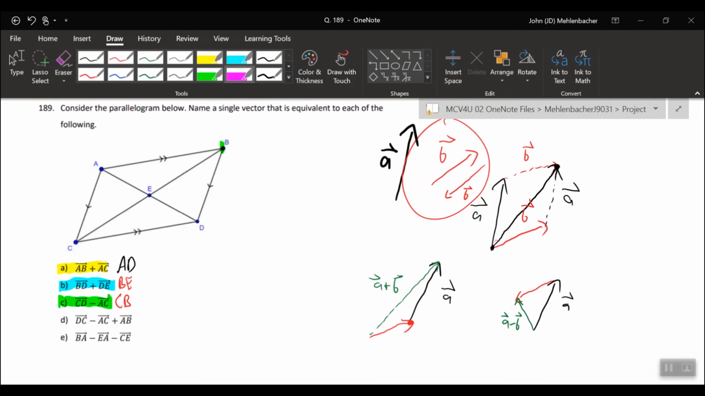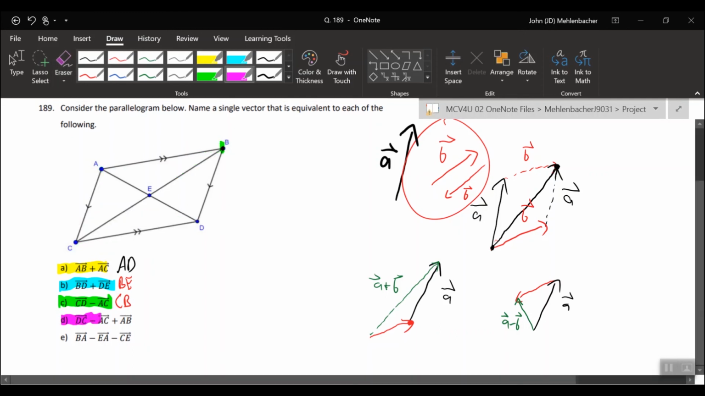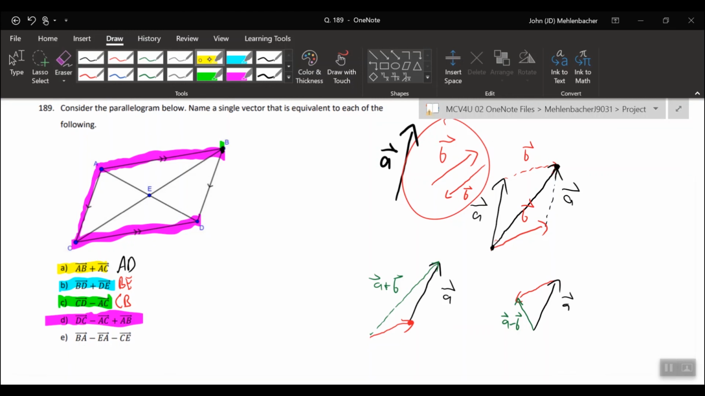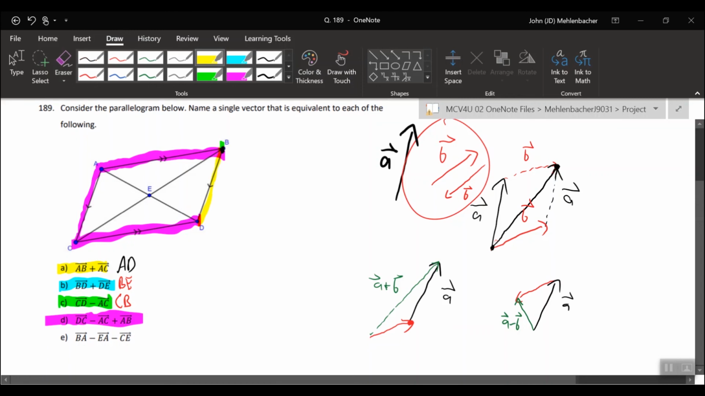Now back over to D. DC. Let's start with that. DC goes left, and then minus AC. It's the exact same as last time, we're going to add CA. This one goes up. And then we're going to add AB. Since that one's positive, we can keep it the same. Since that is head to tail, head to tail, head to tail, we know we can just go from the beginning to the end, which would be D up to B. So therefore the resultant is DB.